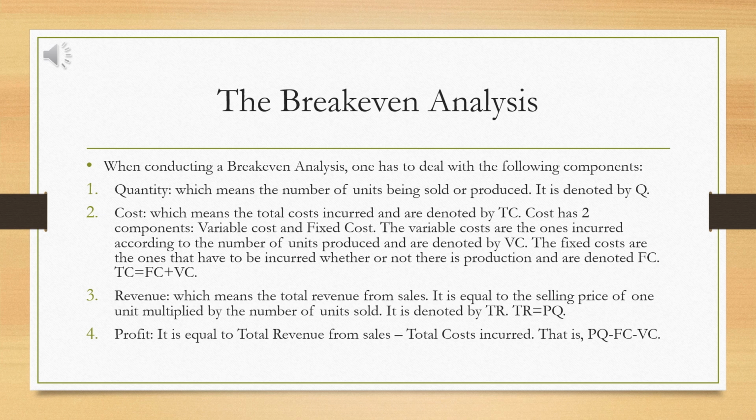Number 3, revenue. Revenue means the total revenue from sales. It is equal to the selling price of one unit multiplied by the number of units sold. It is denoted by TR. TR equals PQ. Profit is equal to the total revenue from sales minus the total costs incurred. That is PQ minus FC minus VC.